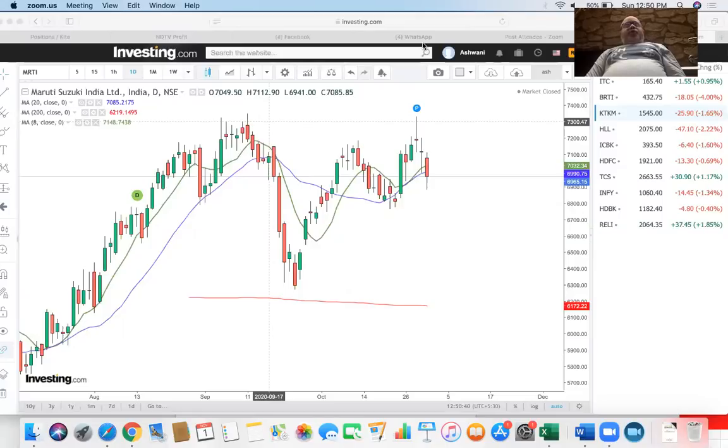I expect tomorrow to be a sideways day with both up and down volatility. So you have plans for both up and downside.